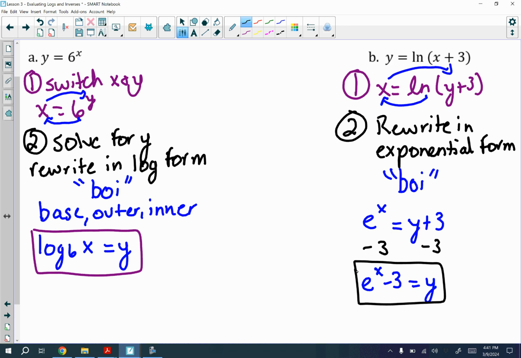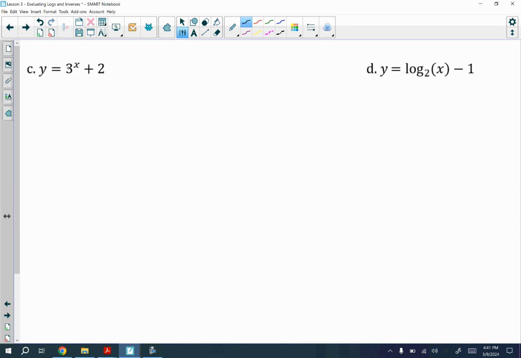Okay, let's try another one. Okay, we have y equals 3 to the x plus 2. Once again, very first step is to switch our x and y. So I have x equals 3 to the y plus 2. Okay, now notice how this is a little bit different from the last one. This plus 2 is not in parentheses. So this one, before we actually switch forms, I have to subtract 2 from both sides.